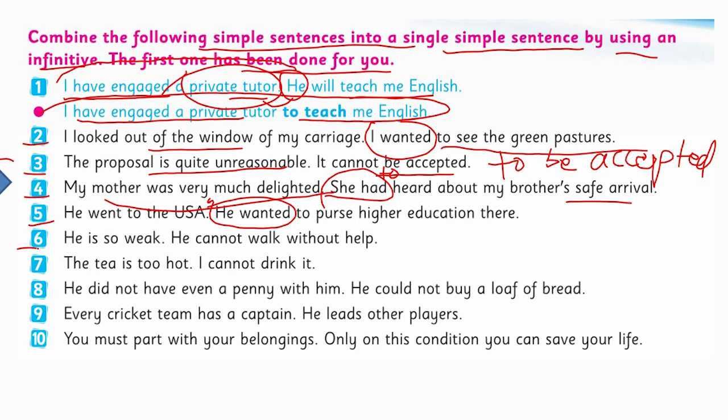The sixth one, he is so weak he cannot walk without help. He cannot को आपने हटा देना. He is so weak to walk without help. 2 लगा देना सिर्फ. कुछ सेंटेंसेस में आपका 2 पहले से लगा हुआ है, और कुछ में आपने खुद ही ऐड करना होगा इन्फिनिटिव बनाने के लिए. बाकी के 4 सेंटेंसेस आपने खुद करने हैं.